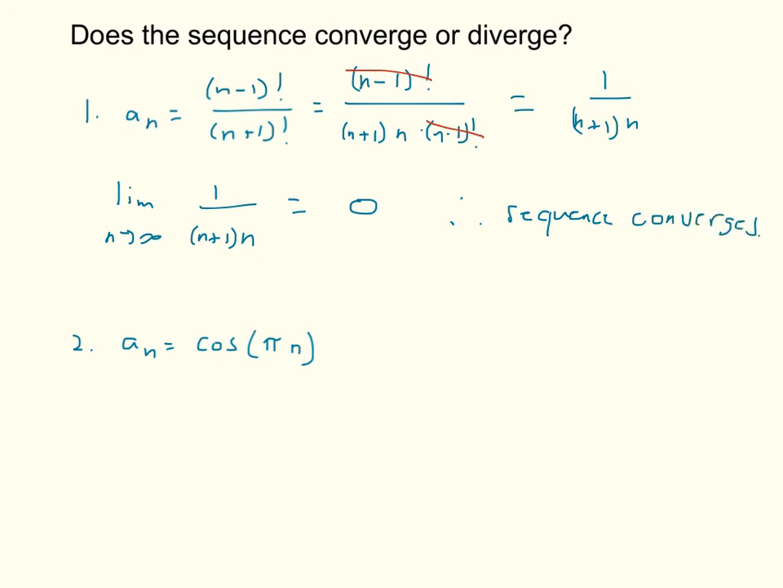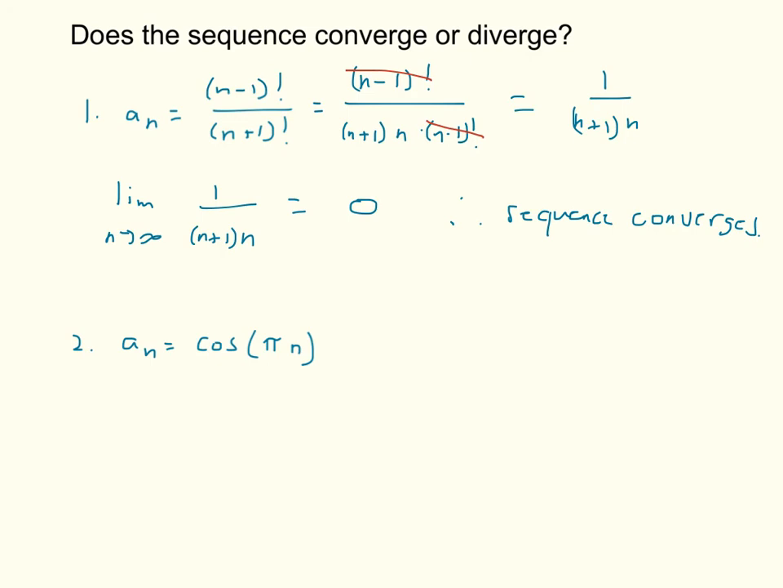Now let's look at the next one. a sub n is the cosine of pi n. Well, what happens on this one? This one's a little bit trickier, but let's look at what occurs. We're going to put different integers in for n. What you have to realize is that we're taking the cosine of a multiple of pi, and the cosine of a multiple of pi really goes between two values.